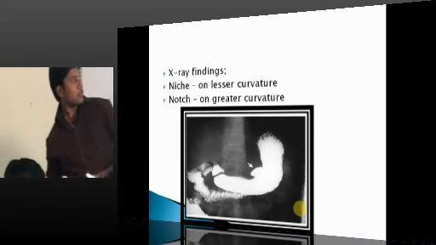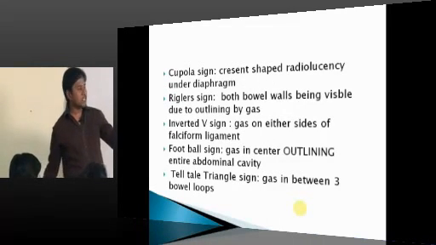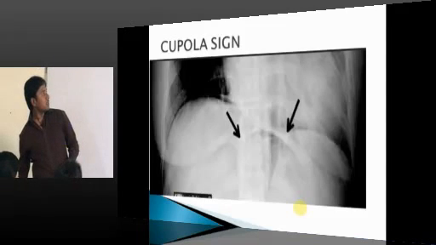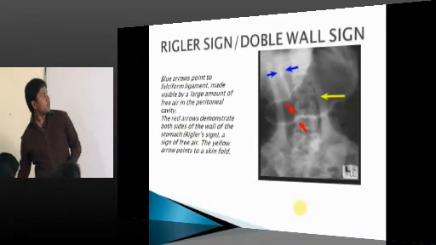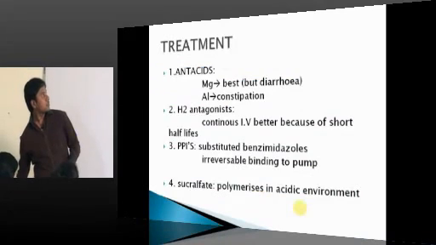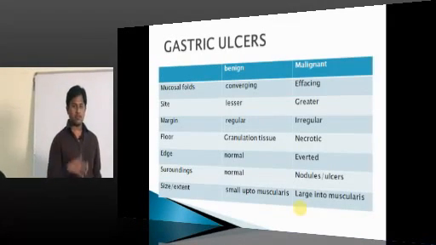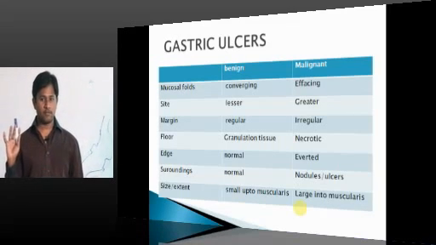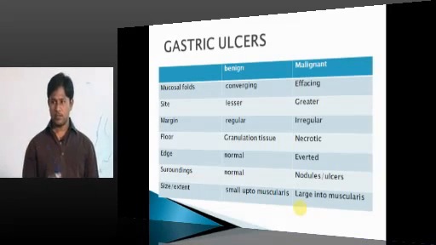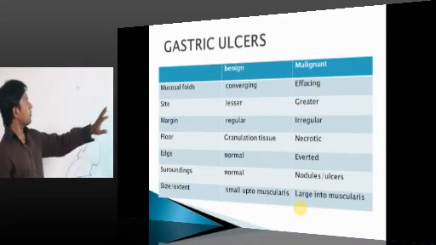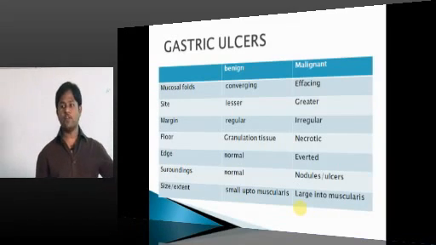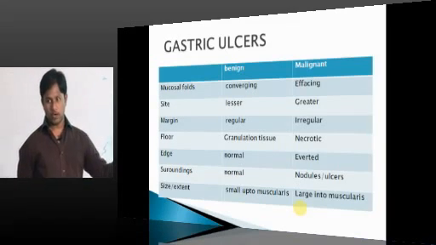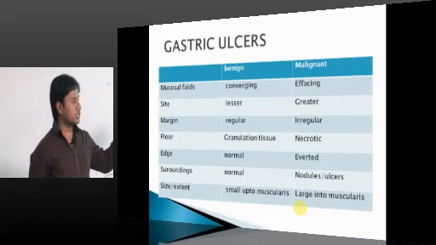Next, we have some more signs called cupola sign, Rigler sign, inverted sign. All these signs were used when there were no endoscopies. But now, only endoscopy is enough. No X-rays, nothing. You don't need all these signs. But remember this important point again: how to differentiate between a benign ulcer and a malignant ulcer on endoscopy or on X-ray, whatever.